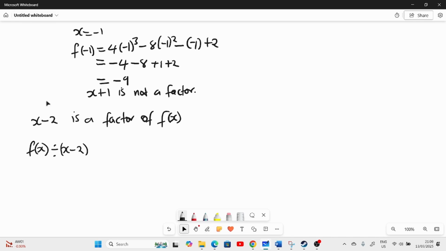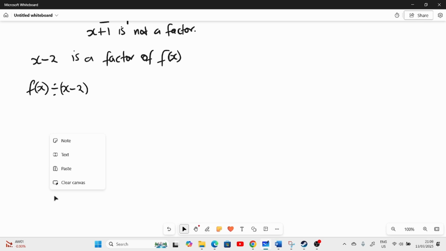To use synthetic division, how does it work? You write in the format of synthetic division, then here you put the value of x, which is 2, and then here you write the coefficients of the given polynomial in descending powers of x.